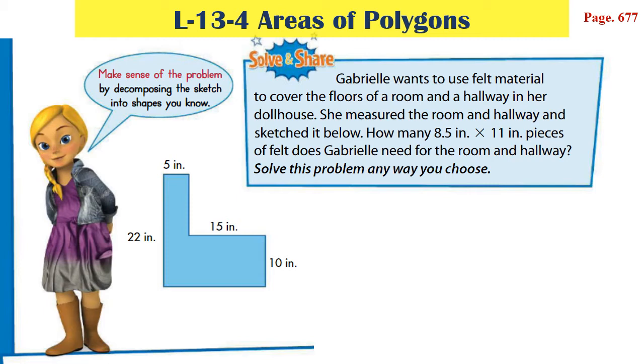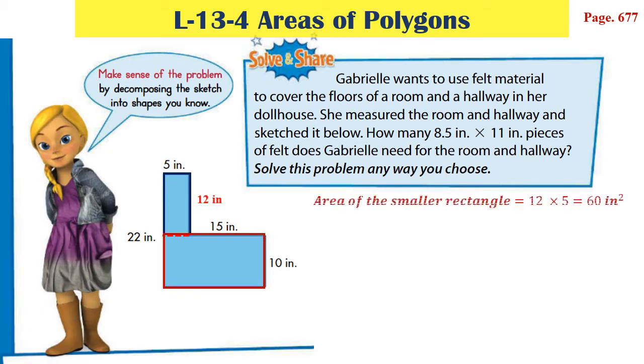She needs 2 3/4 felt pieces. Let's see how. Decompose the polygon into two rectangles. Area of the smaller rectangle equals 12 times 5 equals 60 square inches. Area of the larger rectangle equals 20 times 10 equals 200 square inches. Area of the floor equals 60 square inches plus 200 square inches equals 260 square inches.